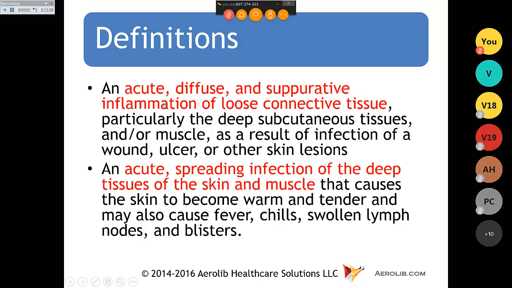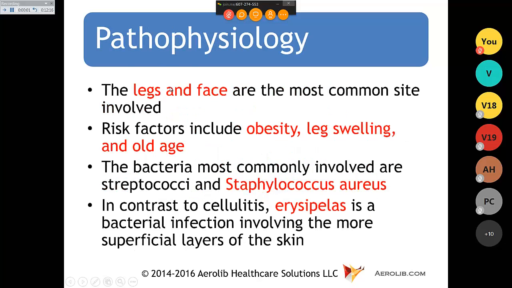Now, other definitions are an acute, diffuse, suppurative, inflammatory changes of loose connective tissue, acute spreading infection of the deep tissues of the skin and muscle. And again, words that you will see that are repeated are fever, chills, swollen lymph nodes, blisters. From a pathophysiology, legs and face are the most common site involved. And again, this is data from hospital patients with cellulitis as the DRG. Risk factors include obesity, leg swelling, and old age.